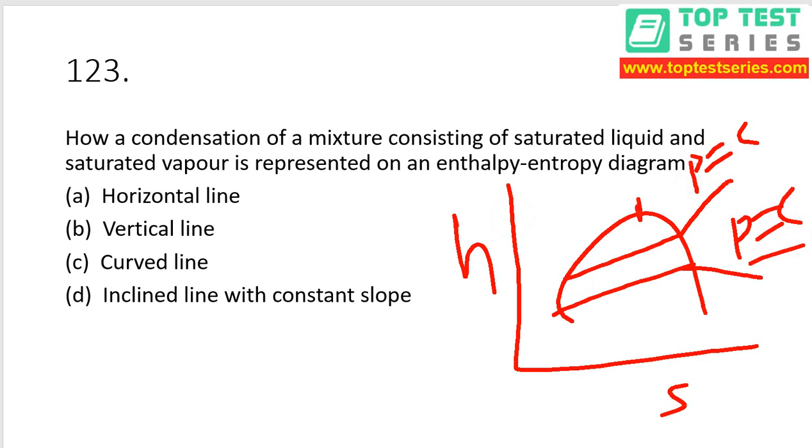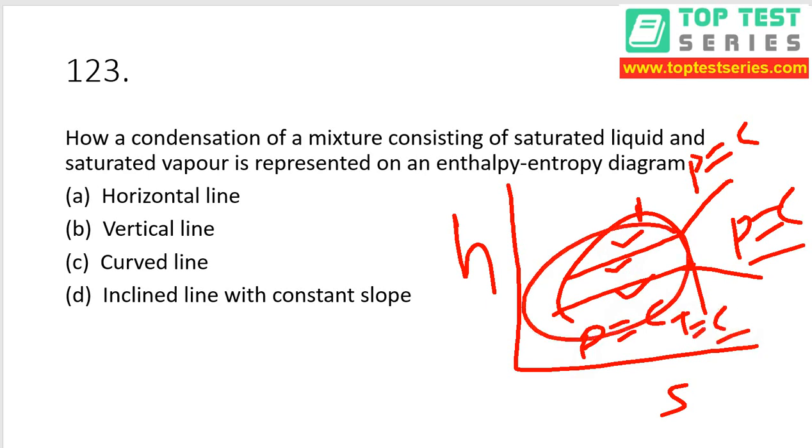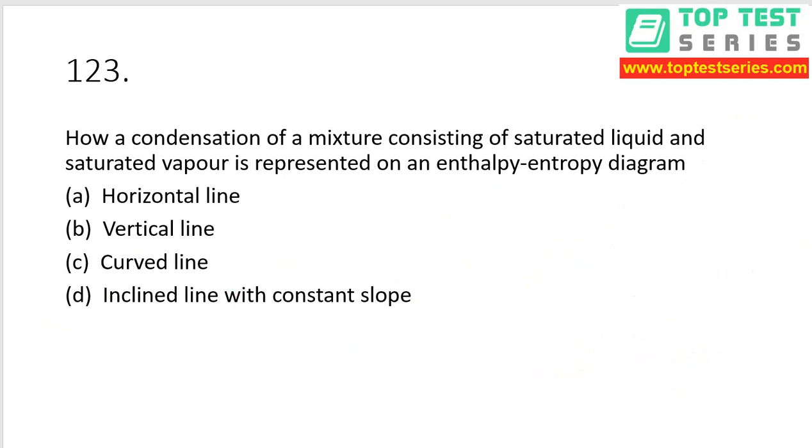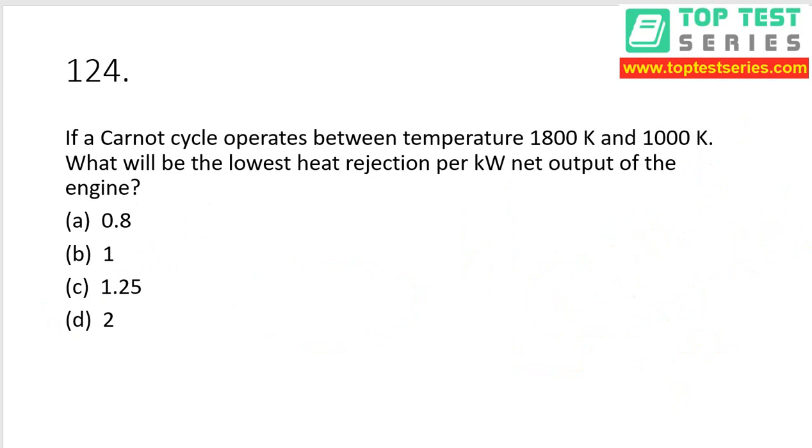So this one is what? Critical point. In between the dome we have the wet region, but these lines have, my dear, constant pressure as well as constant temperature. So just look at the structure of these lines. These lines are inclined but having constant slope, right? Therefore, what will be the answer for this question, my dear? Option D is the correct answer. Now let's move on to question number 124.